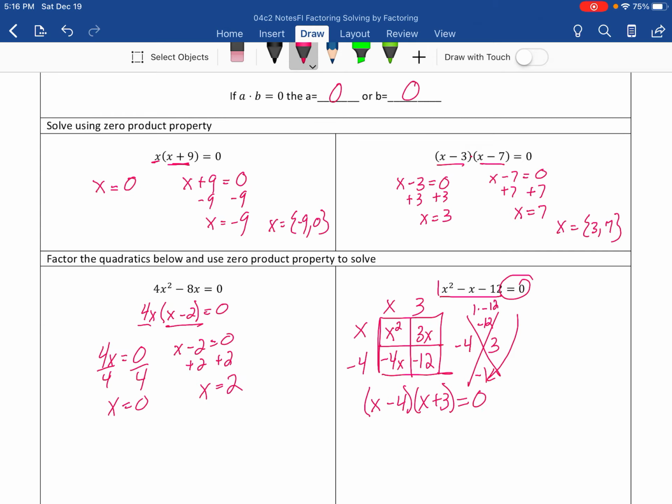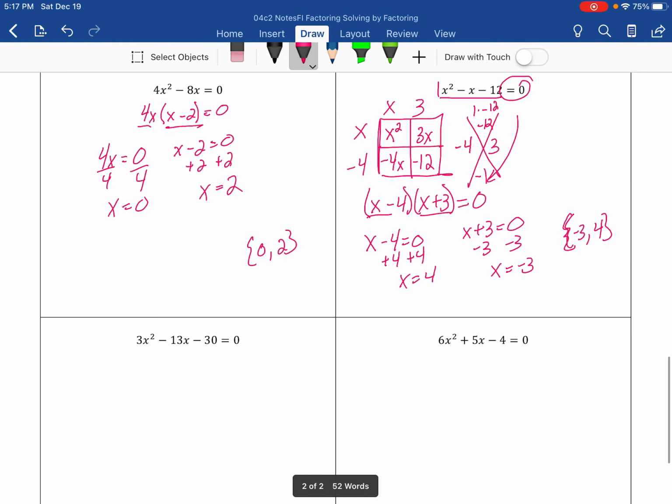But remember that for these, we have it set equal to 0. Okay, so we have to do one more step. We set each factor equal to 0, and we solve. And so my solutions, and I should be writing this properly each time, you use these funny little brackets. You can find them above the enter symbol, negative 3, 4. Okay, and then for these, this would be 0, 2.